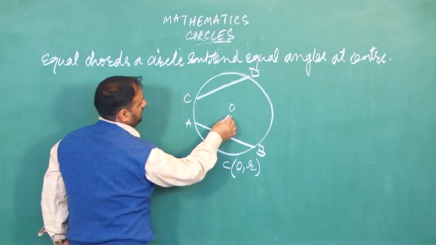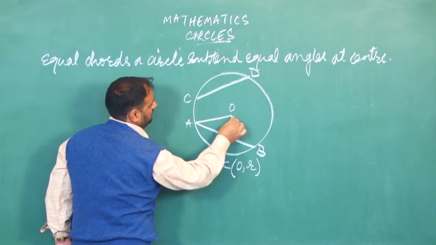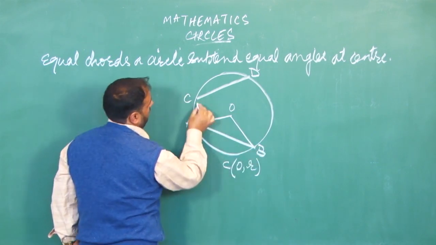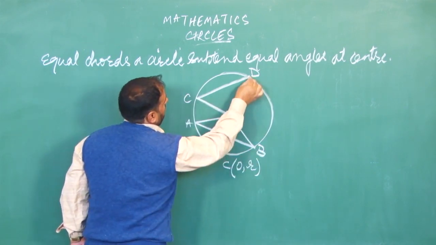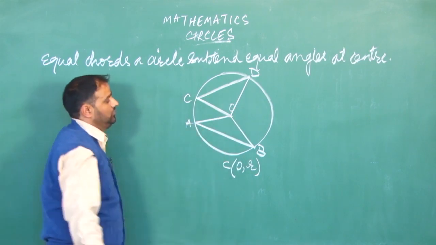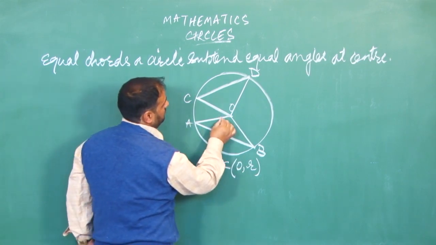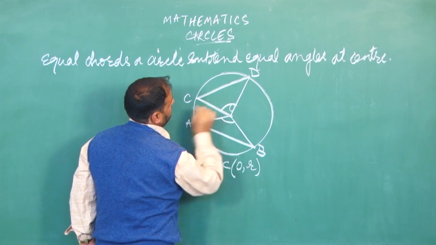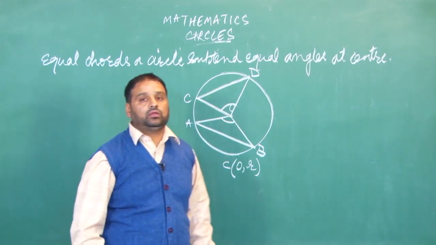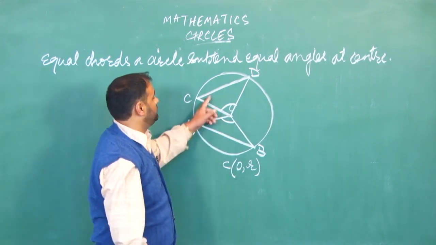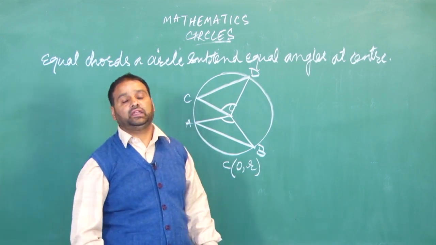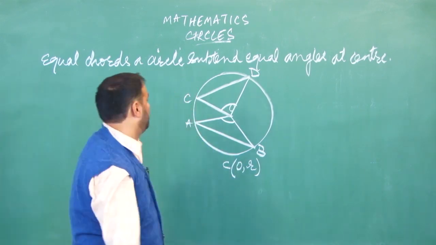AB subtends angle AOB at center, and CD subtends angle COD at center. We need to prove that angle AOB is equal to angle COD. That means equal chords of the circle subtend equal angles at the center.